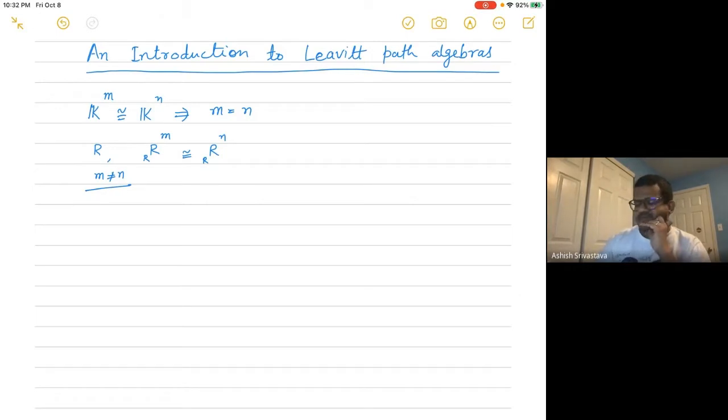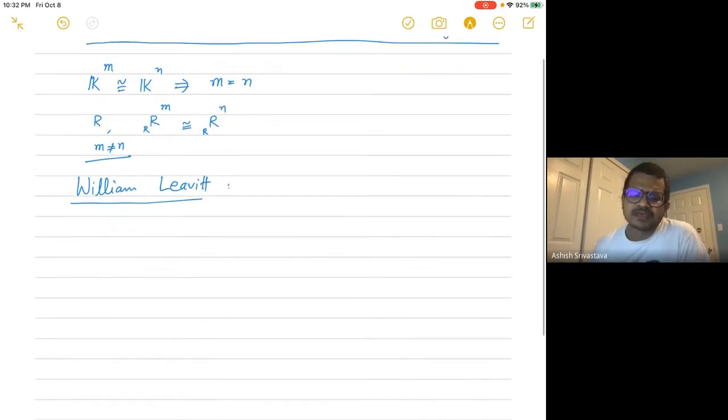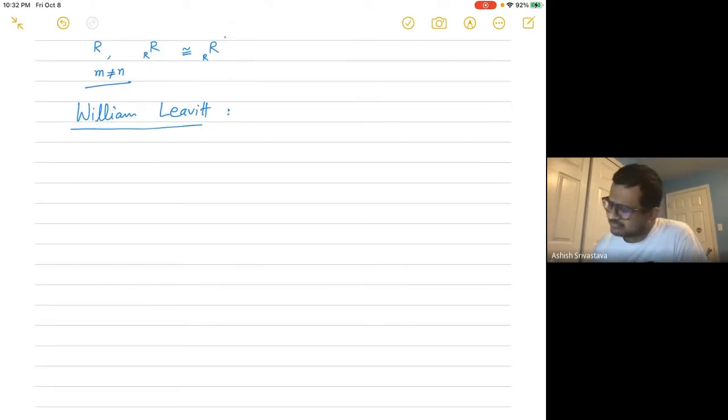So in about 1950s, Bill Leavitt introduced a mechanism to produce rings which will defy invariant basis number. Okay, here is one quick way to see it.